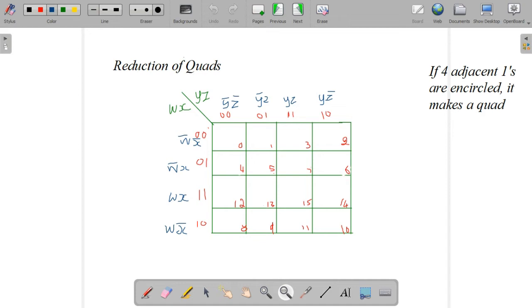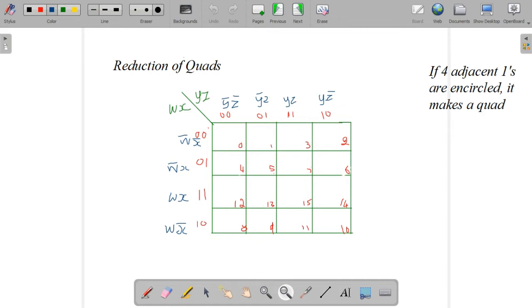Hello, today we will discuss detection of quads in POS expression and SOP expression. In the last class video, we discussed detection of pairs in SOP expression. I missed the detection of pairs in POS expressions in the last video, so at the end of this video, we will discuss detection of pairs in POS expressions.